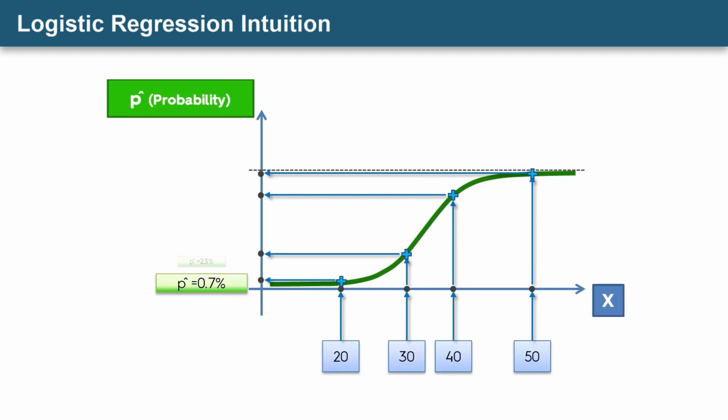The person who's 30 years old, the probability is higher. It's about 23% to take up this offer. The person who's 40 years old, their probability to take up this offer is 85% according to this model. And the person who's 50 years old, their probability is 99.4%. So that's the first thing that you can get out of logistic regression.